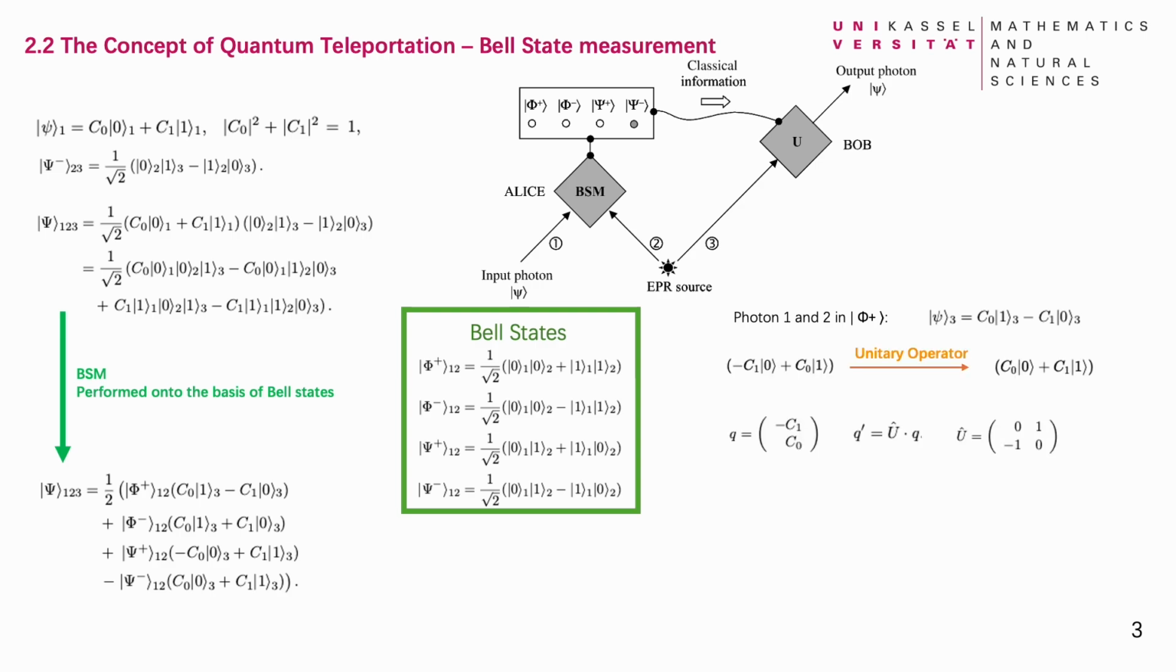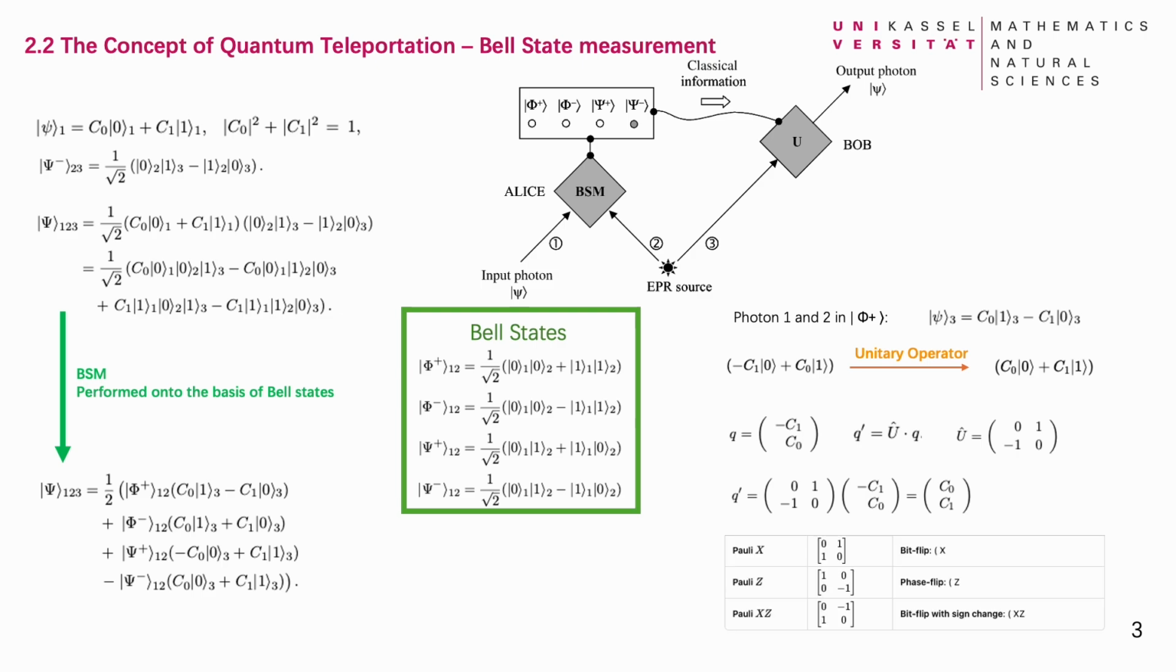And this is the input state. This is the output state. We can calculate the unitary we want. Apart from calculation, we can get the required logic gate very easily. For Phi+, we need to flip the phase, which means a Pauli Z gate is required. For Phi-, we can see a bit flip is needed, which leads to a Pauli X gate. For Psi+, we need both bit flip and phase flip. That is the Pauli XZ gate.